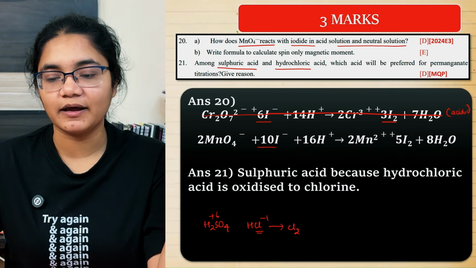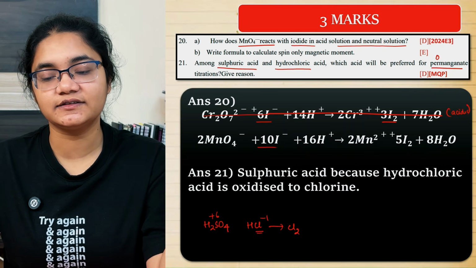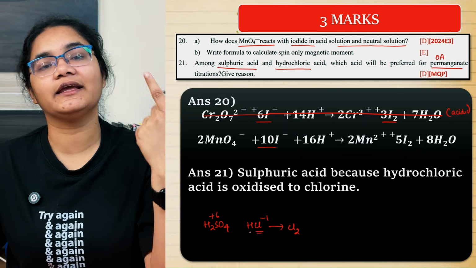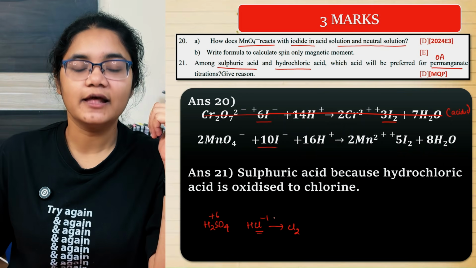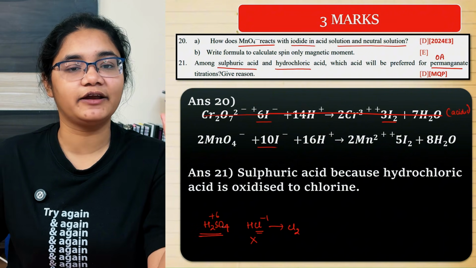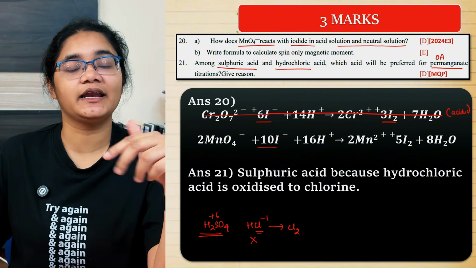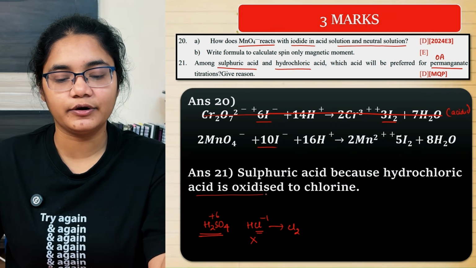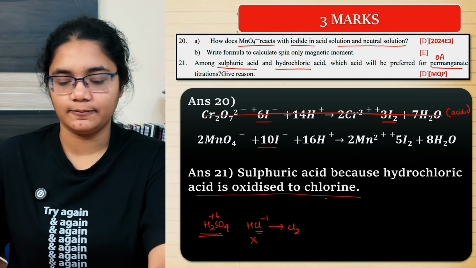So if you have permanganate titration, this is a very good oxidizing agent. If you take chloride with that, what will happen? It will get oxidized to chlorine. So that is why we cannot take chloride here, but we can definitely take sulfate, because here it is already in +6 state. It cannot be further oxidized. So we use sulfuric acid, because hydrochloric acid is oxidized to chlorine.